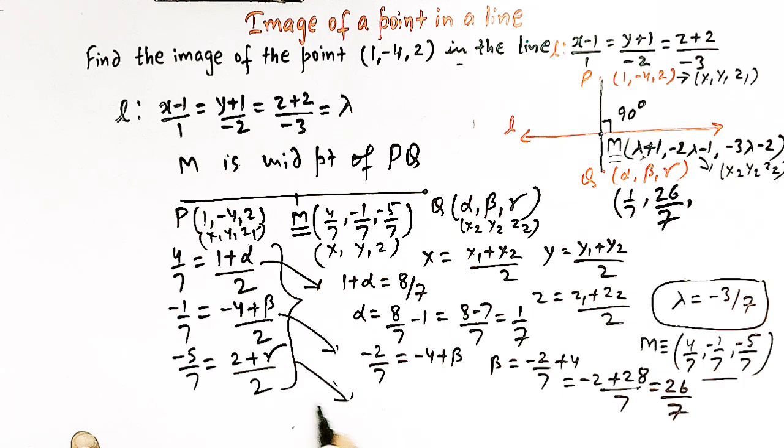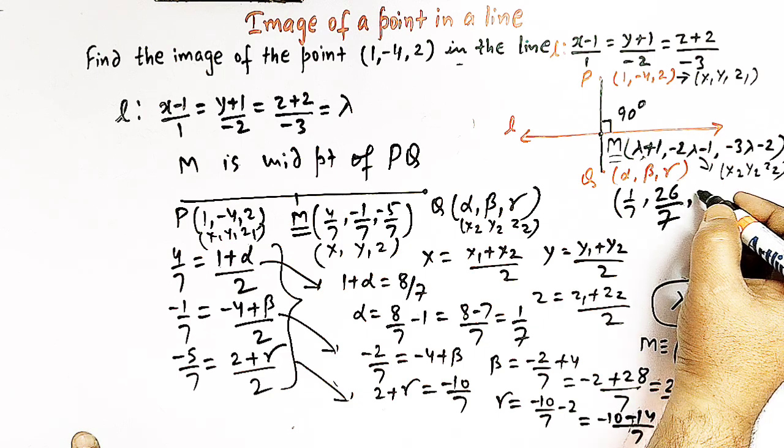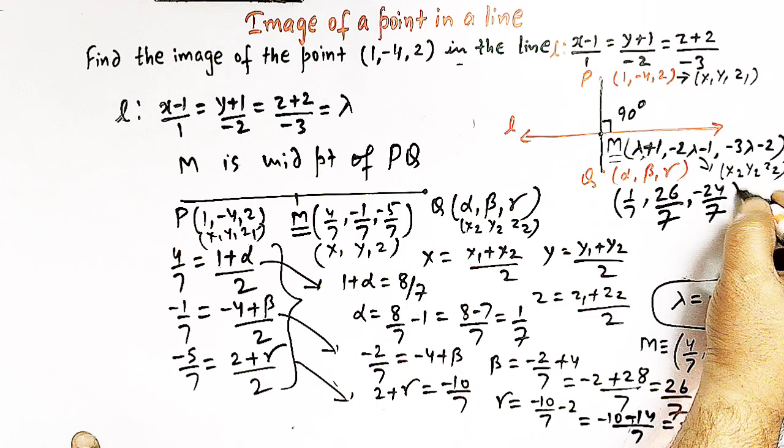And from this equation, we have 2 plus gamma is equal to minus 10 over 7. So gamma is minus 10 over 7 minus 2. So we have (minus 10 minus 14) over 7. So this is minus 24 over 7. So here we have minus 24 over 7.